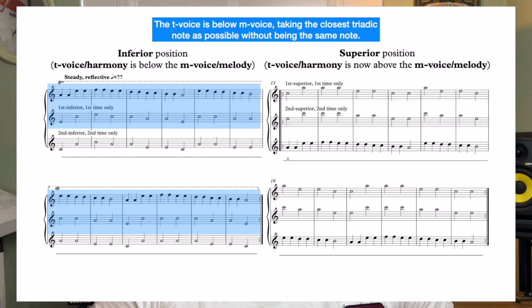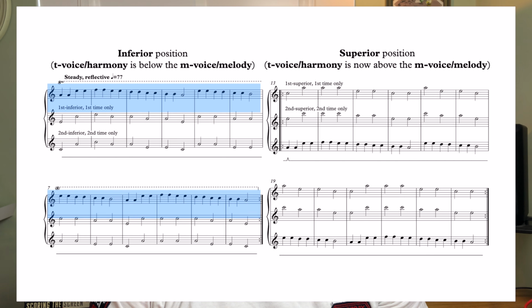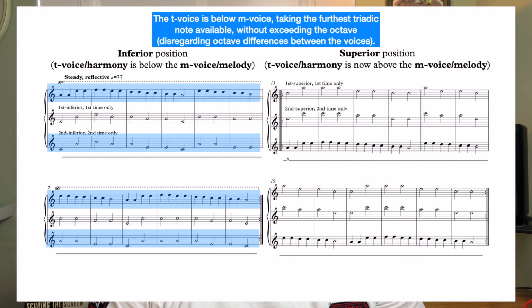This relationship means the T voice is as close to the M voice as it can be. In other words, the T voice cannot have a triadic tone any closer to the M voice without being the same pitch or in a different position. For the repeat of the first section, using the bottom staff as the T voice, the voices are in second inferior. This relationship means the triadic note that the T voice uses is lower than the M voice, but another triadic note is available between it and the M voice.